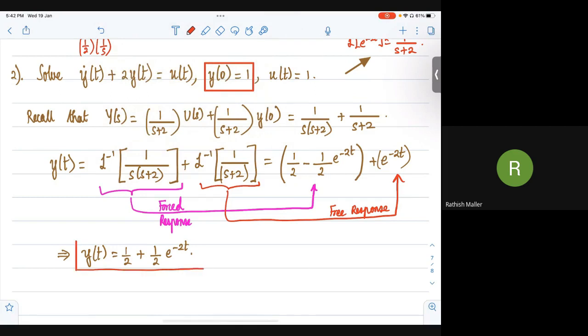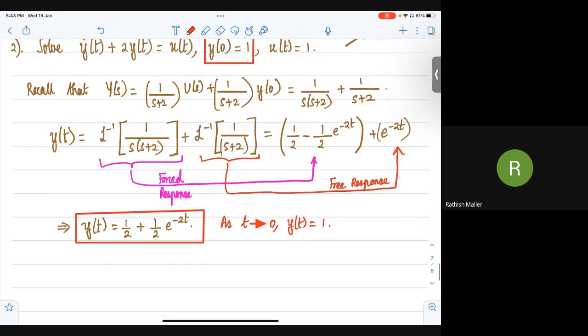So the output function, the response function, is a bit different because the initial condition was no longer 0, right? And we can immediately see that at t equals 0, y of t is equal to 1, because if you substitute t equals 0 in e power minus 2t, you get e power 0, which is 1. So 1 by 2 plus 1 by 2 is 1.